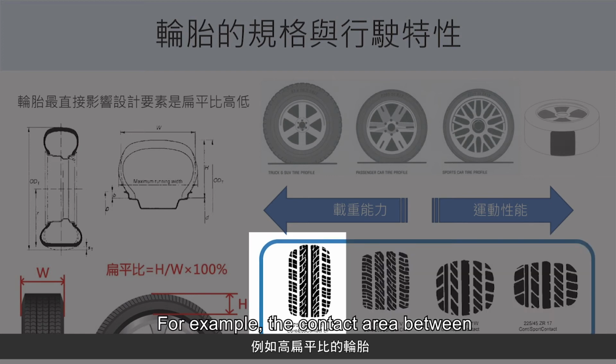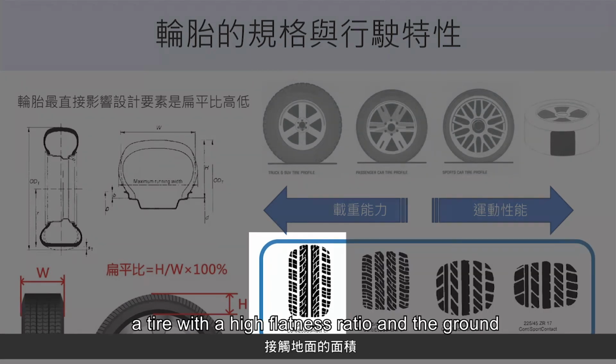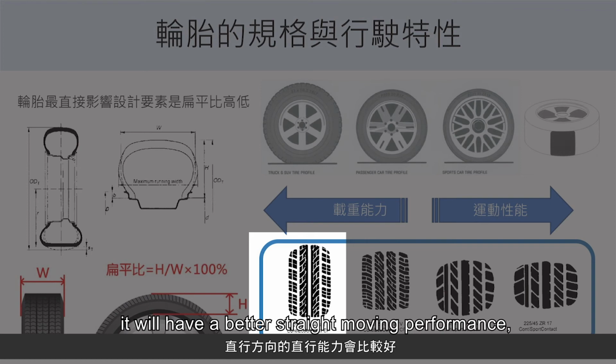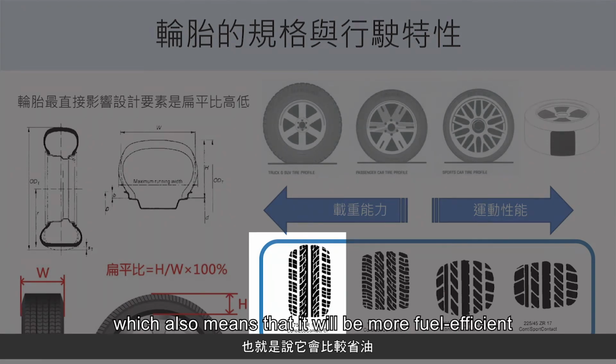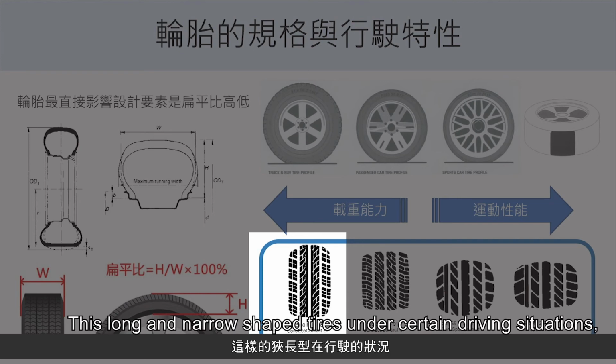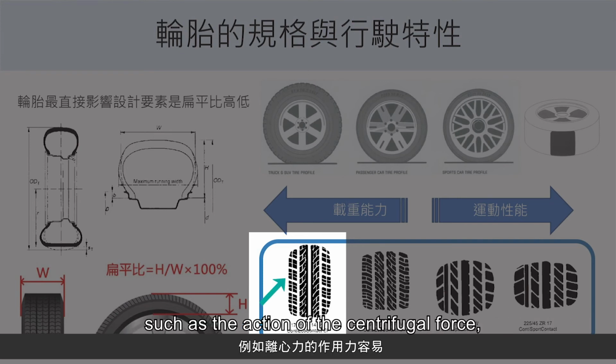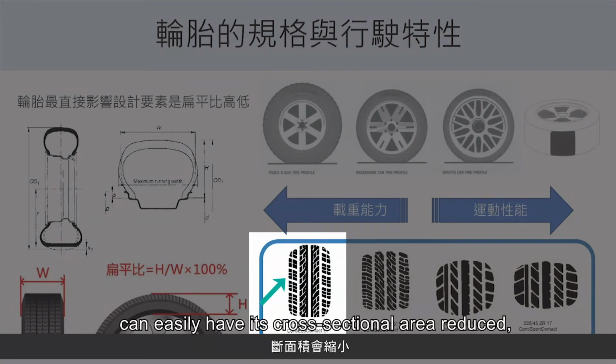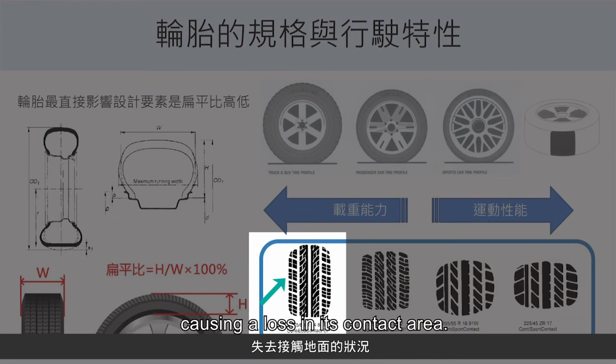Such a concept can be assessed from the cross-sectional shape of the contact between the tire and the ground. For example, the contact area between a tire with a high flatness ratio and the ground will be long and narrow-shaped. Because it is long and narrow-shaped, it will have a better straight-moving performance, which also means that it would be more fuel efficient and withstands load. This long and narrow-shaped tire, under certain driving situations such as the action of centrifugal force, can easily have its cross-sectional area reduced, causing a loss in its contact area.